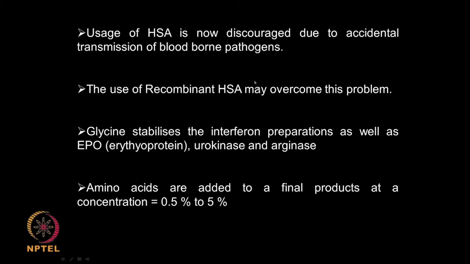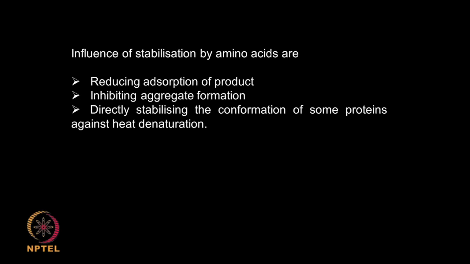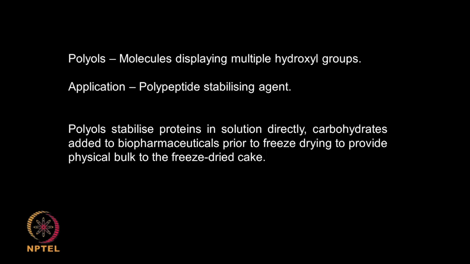So, recombinant HSAs, human serum albumins, are now coming in, and glycine also stabilizes the interferon preparation as well as EPO, erythropoietin. Amino acids are also added to final products at a concentration where they can act as a stabilizer. These amino acids can reduce adsorption of the product, inhibit aggregate formation, and directly stabilize the conformation of some proteins against heat denaturation.